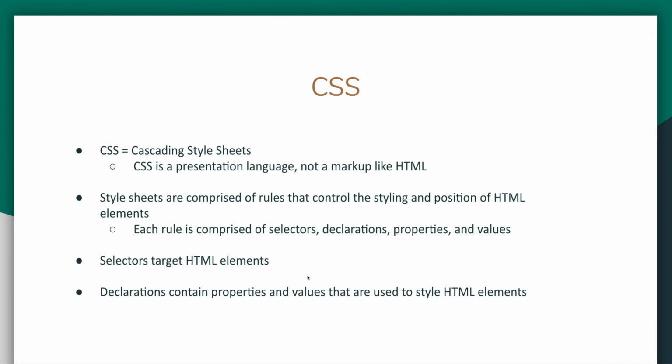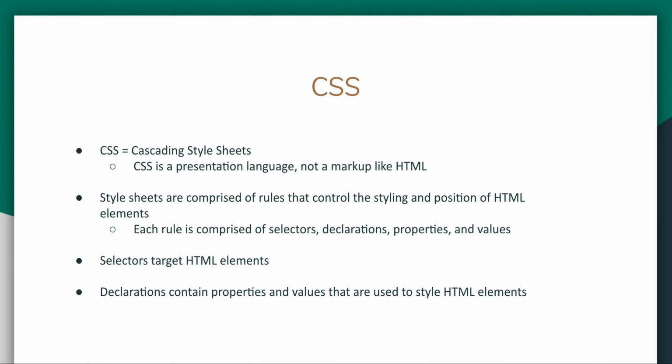Okay, so another type of language that is used for front-end developing is CSS, or cascading style sheets. And unlike HTML, CSS is not a markup language, but it is a presentation language. So just like elements are the building blocks of HTML, CSS code is comprised of style sheets. And style sheets are comprised of rules that control the styling and positioning of HTML elements.